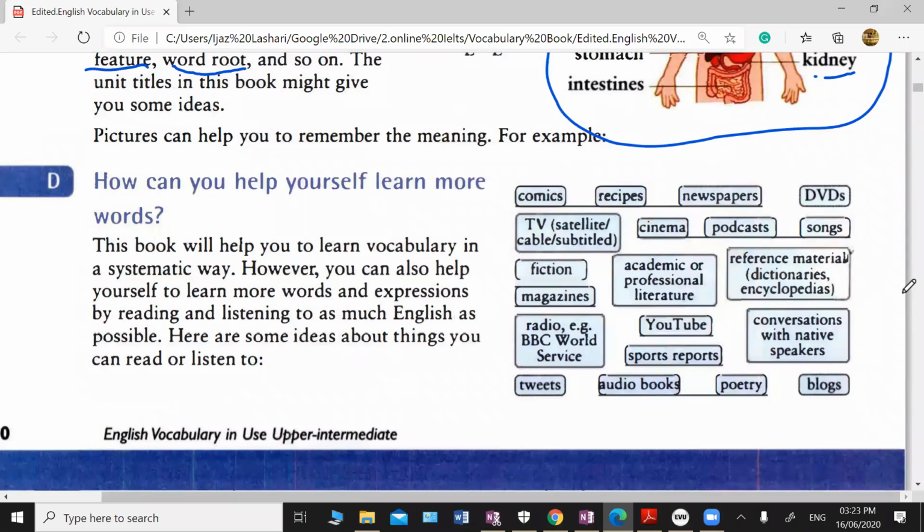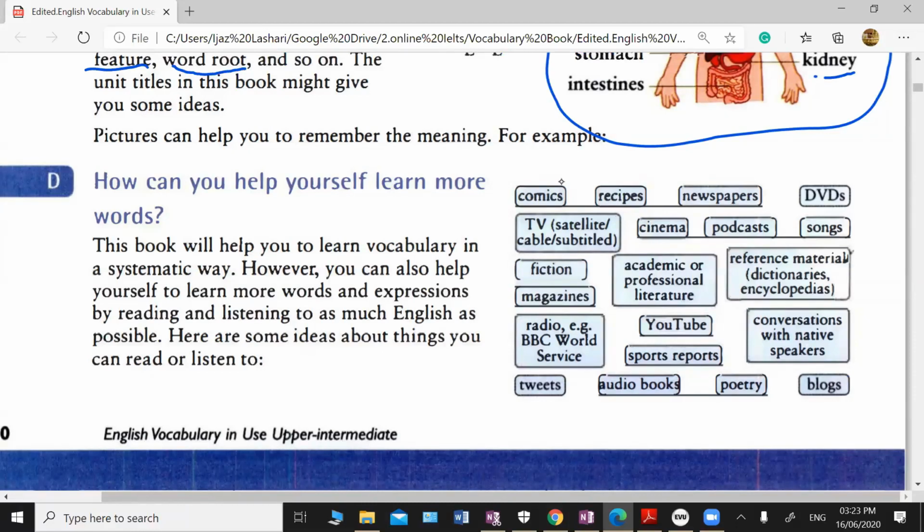This part is very interesting. It can give you certain ideas on how you can improve your vocabulary learning. This book will help you to learn vocabulary in a systematic way. However, you can also help yourself to learn more words and expressions by reading and listening to as much English as possible. Here are some ideas about things you can read or listen to. If you look at this box here, it gives you so many examples.